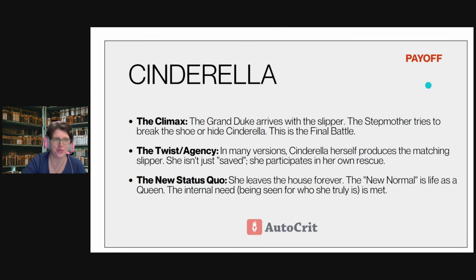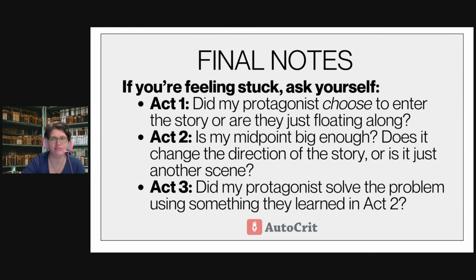Okay. We have a couple more slides. So our final notes here: if you're feeling stuck and you're trying to wrap your head around the 3-act structure, I want you to use these diagnostic questions. In Act 1, I want you to ask yourself, did my protagonist choose to enter the story, or are they just floating along? If the answer is yes, they did choose to enter the story, then it sounds like your Act 1 is working. You move to Act 2. If they are just floating along and stuff is just happening to them and they have not chosen to be part of it, you're going to want to rework that a little bit.